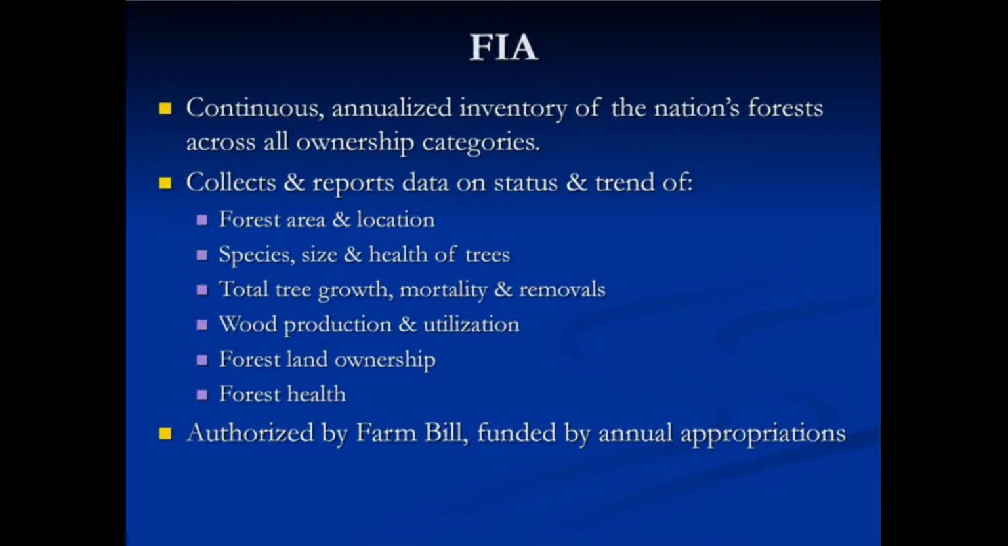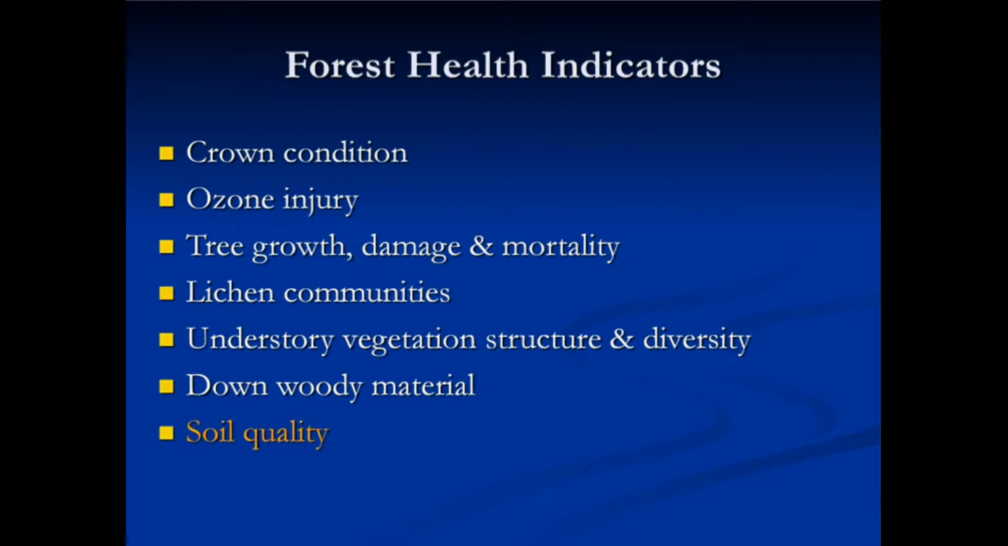It collects and reports data on the status and trend of forest area, location, species, size and health of trees, and so on and so forth. And there are some forest health indicators data that are also now collected by FIA. And here they are. They include crown condition, ozone injury, tree growth, damage and mortality, lichen communities, understory vegetation, down woody material, and finally down here, soil quality. And this is the one I'm going to talk about today.